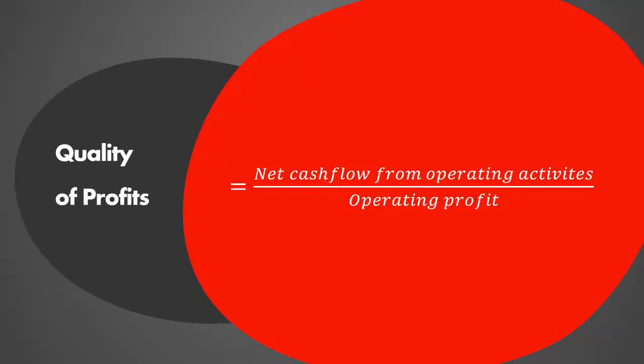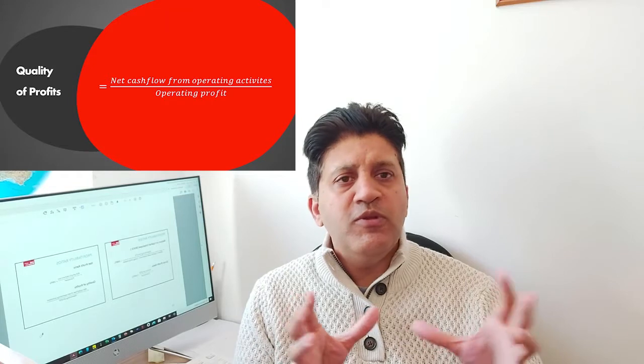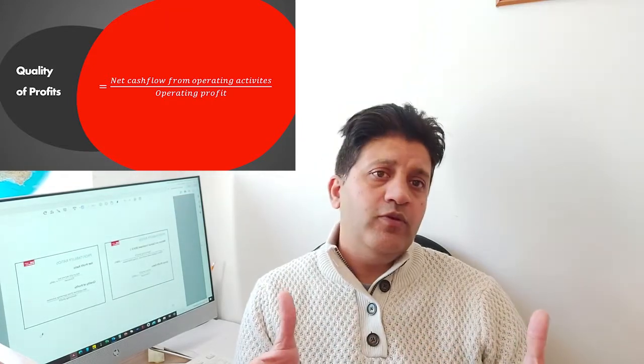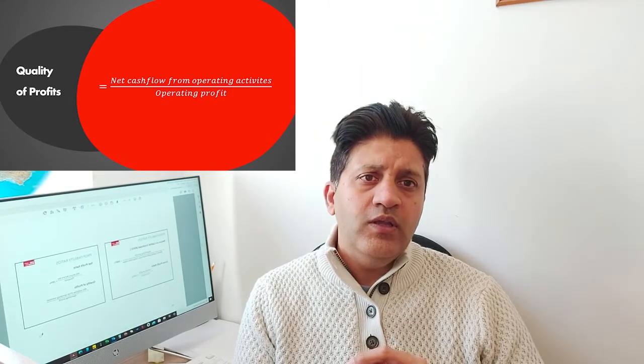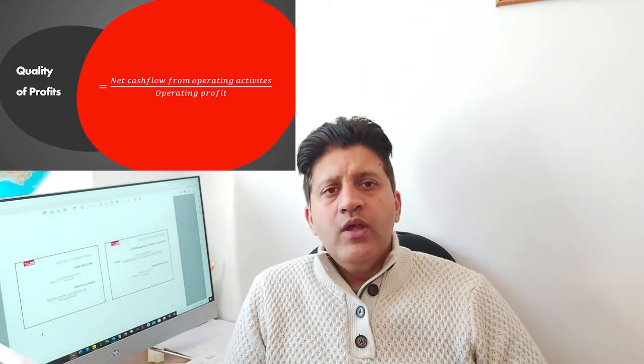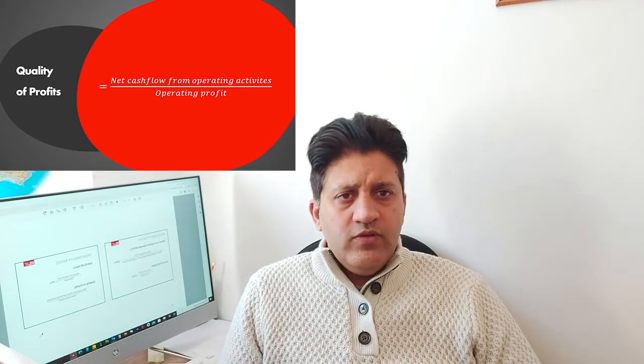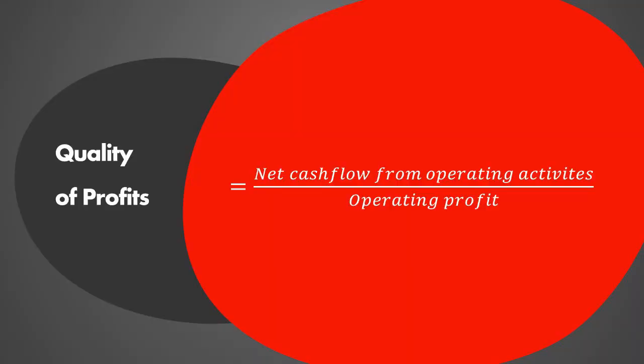If you look at the formula, it uses two figures. It actually uses one figure from the statement of cash flow, and that is the reason that in some books this ratio has been given under the cash flow ratios. However, in essence, it does tell us about the quality of the profits of that business. So it uses one from the statement of cash flow, which is the net cash flow from operating activities, and then it is divided by the figure of operating profit.